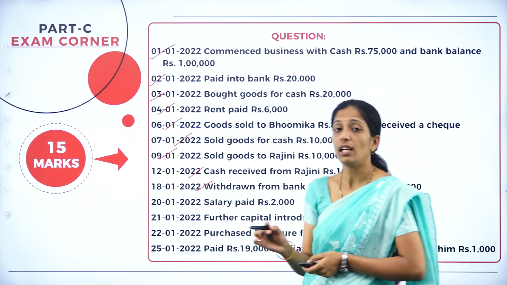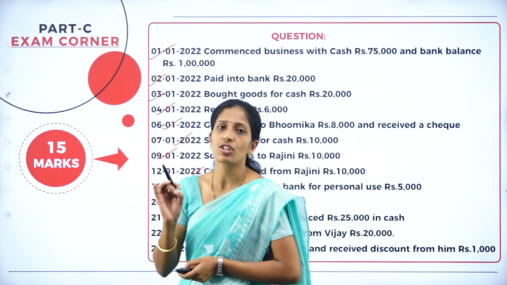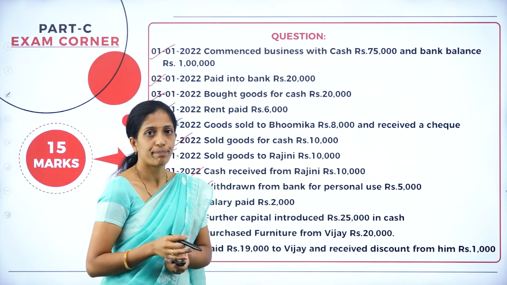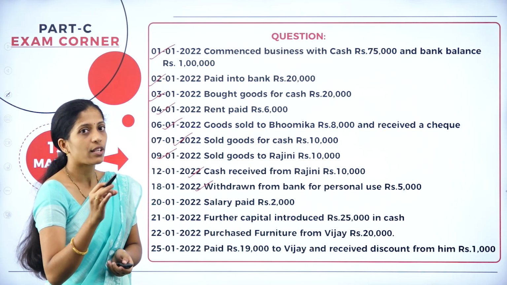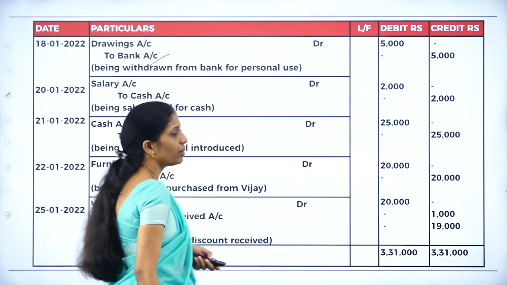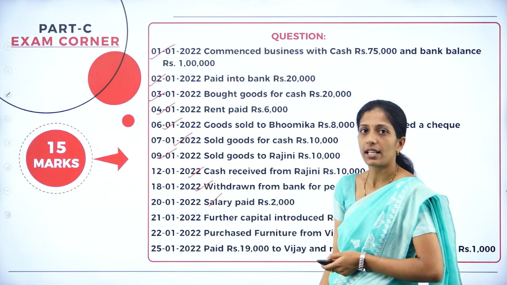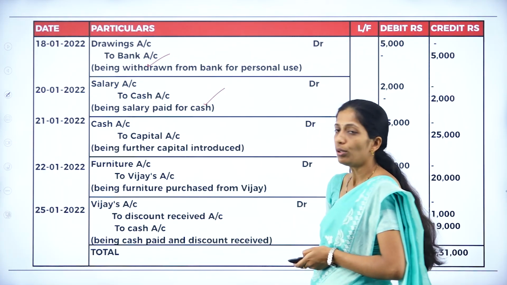Here you have to be careful. If they have given withdrawn cash, then drawings to cash. Here they have clearly given withdrawn from bank. So your entry is drawings to bank. And the next one, salary paid. Salary to cash.